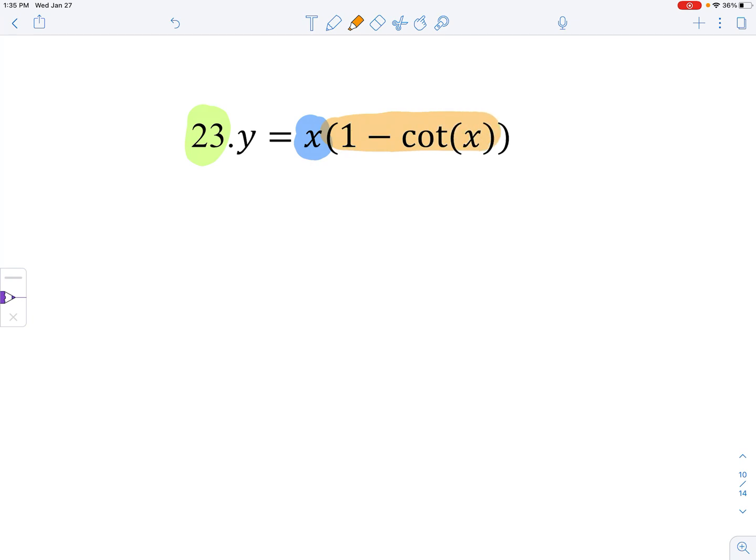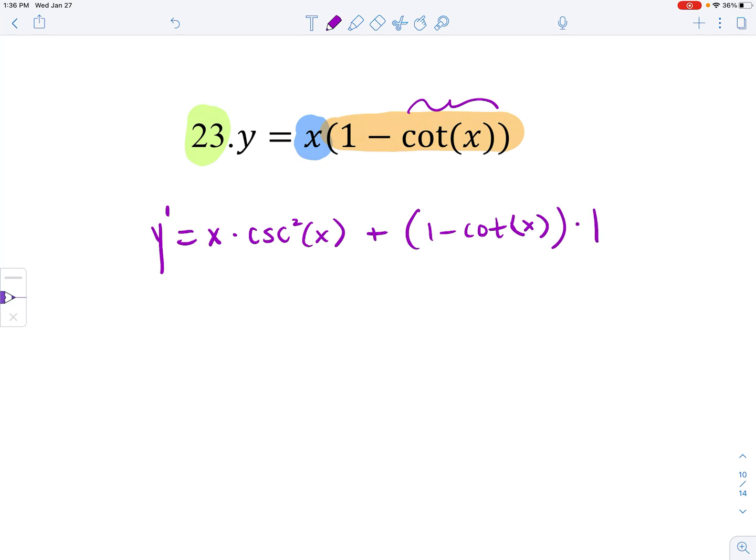Okay, so the way that 23 is written right now, we have a product. So we have x times 1 minus cotangent. So I need to use product rule. First factor, and then times the derivative of the second factor. Well, the derivative of 1 is 0. The derivative of cotangent is negative cosecant squared. But then because that's negative cotangent, it'll be the opposite. So the derivative of 1 minus cotangent will actually be positive cosecant squared of x.